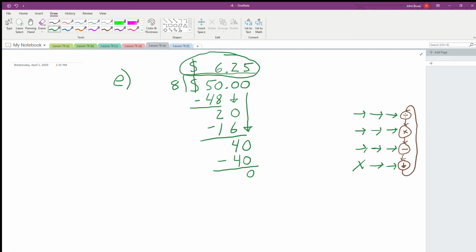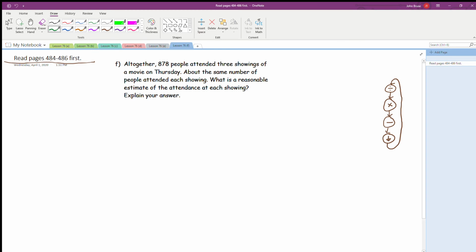All right, we have one more to share, and it is F. It's a word problem. All right, so it says altogether 878 people. I like to keep track of my numbers. 878 people attended 3 showings of a movie on Thursday. There were 3 showings. About the same number of people attended each showing. It says about here, so we got to be careful there. It might not be an exact answer. What is a reasonable estimate of the attendance at each showing? And it says explain your answer.